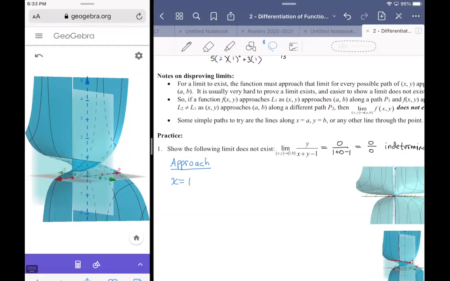So what does that tell me to do? Well, I have this original function, the limit as x comma y approaches 1 comma 0. Right? Well, I'm actually going to, since I'm assuming x equals 1 is true, I can now pare this down to the limit as y approaches 0. Because what I'm doing is I'm going to replace the x with a 1. So I'm essentially holding that x constant.